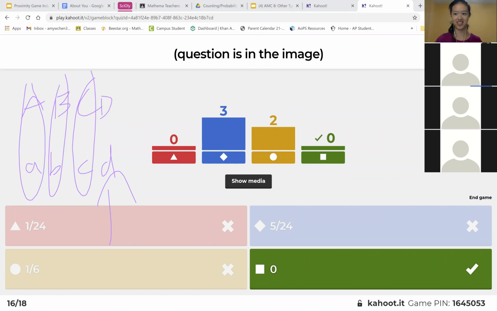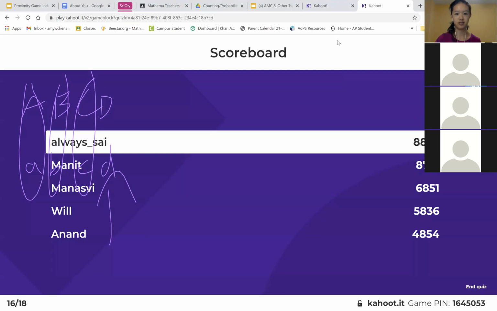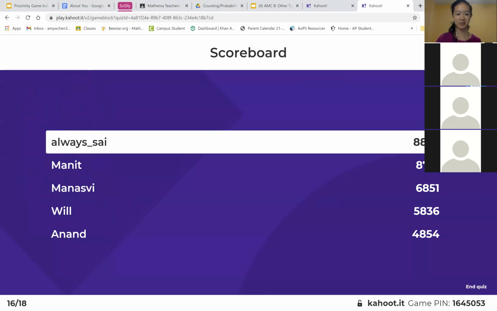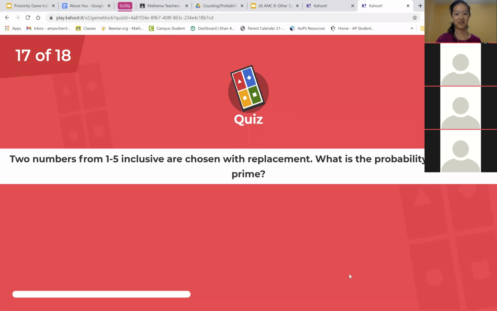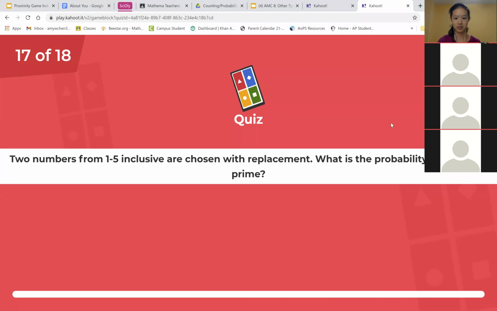I hope you guys understand that. However, there are ways to get 2 correct. And I think there are ways to get 1 correct, but you cannot have 3 out of 4. It's okay, you guys. I gave you some tricky questions. Okay. 2 numbers from 1 to 5 are chosen with replacement. What's the probability that their sum is prime?